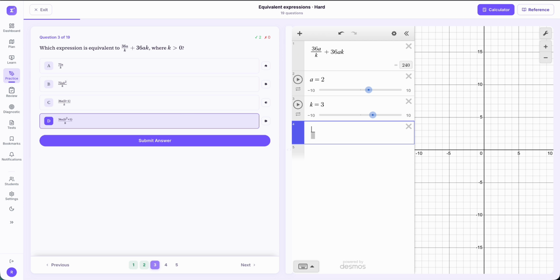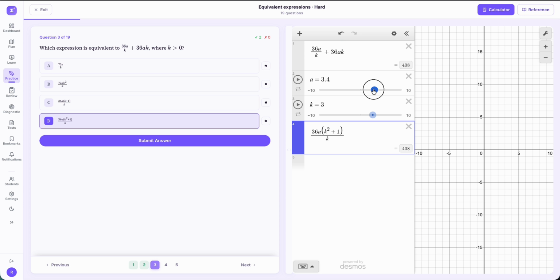So I can just try 72A over K, not 240, right? Next one, it's basically the same thing, but it has K squared at the top. So what does that give me? 432. That's not it. So C is 36A and then K plus 1. Nope, that's not it. Last one is K squared plus 1 on the inside. Yeah, there you go. It's the same.